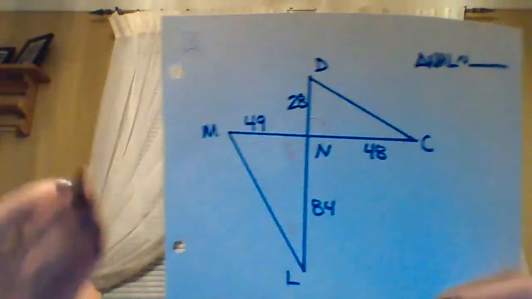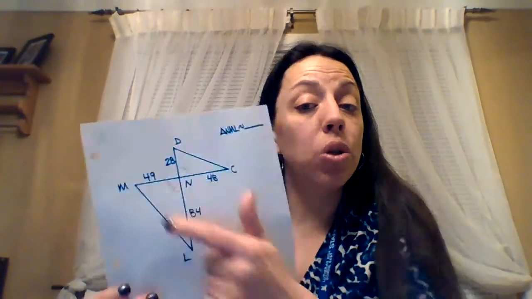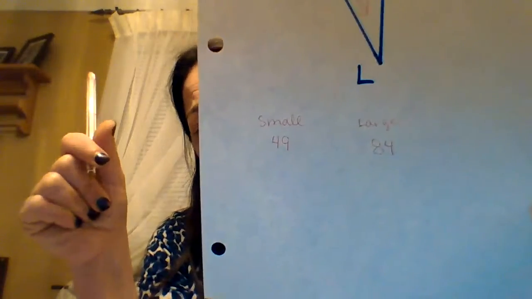This side right here is unknown. It could be more than 84. It could be less than 84. We really don't know. But of the two sides that I have, one has to be small, one has to be large. I haven't made a ratio yet. I listed my small. I listed my large.